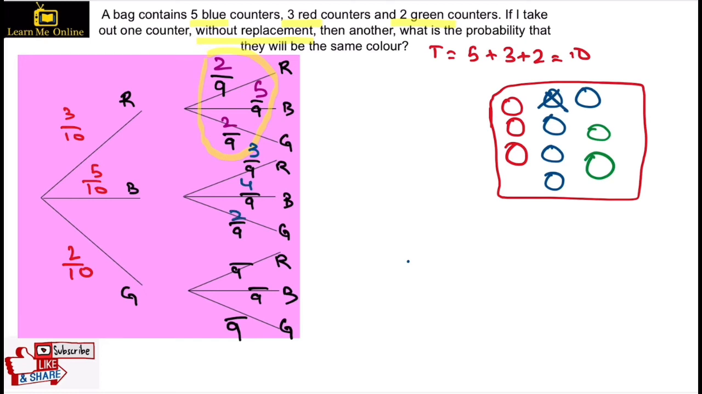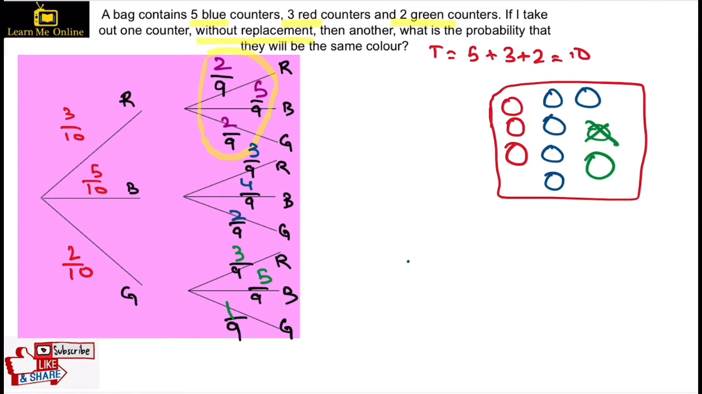Now, for the third time, I consider that the counter we have picked up is not the blue counter, but this time the green counter. So I put the cross on the green color and see that now the red counter stays the same, which is 3. The blue counter stays the same, which is 5. And now the green counter is reduced by 1, so it would be 1.